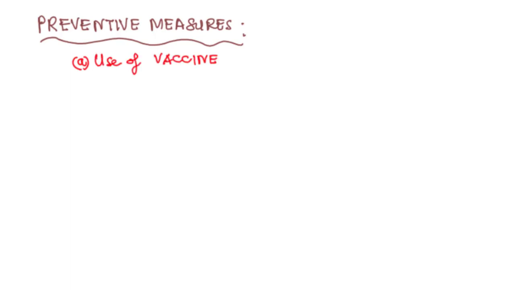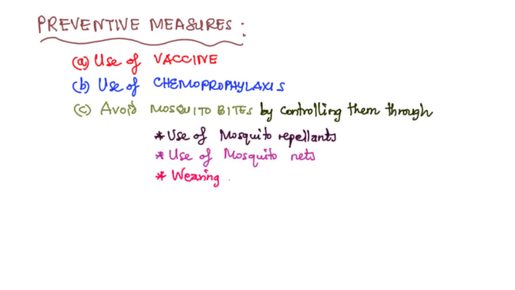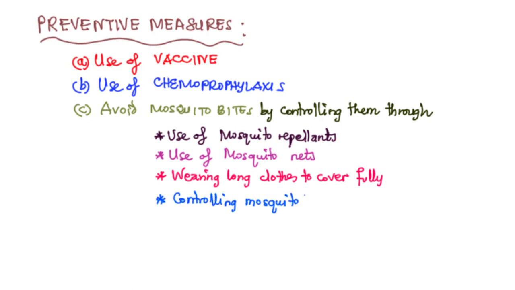Several approaches are implicated as preventive measures for malaria. This includes being vaccinated, the use of chemoprophylactic medications like doxycycline, and also avoiding mosquito bites by controlling mosquitoes through the use of mosquito repellents, using mosquito nets, wearing long clothes to cover distal parts of the body, and also controlling mosquito breeding sites as a primary source of the mosquitoes.